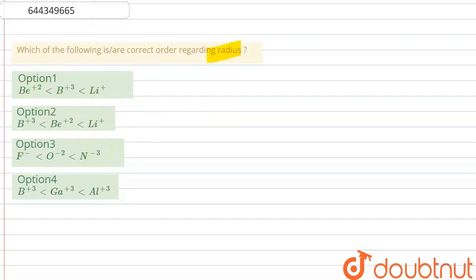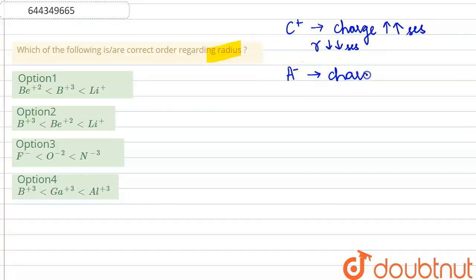So firstly we should know the general trend. In the case of cations, as the charge on the cation increases, the atomic or ionic radius decreases. And for anions, as the charge on an anion increases, its atomic or ionic radius also increases. So this is the general trend, which is followed and is correct in most cases.